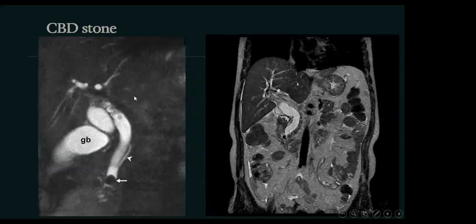This is a case of CBD stone. We can see there is dilatation of the whole common bile duct with a rounded signal void structure in the distal part. This is also a CBD stone where there is a dilatation of the total CBD. Also, the intrahepatic bile duct is dilated, and there is a signal void structure in the distal part of the CBD.